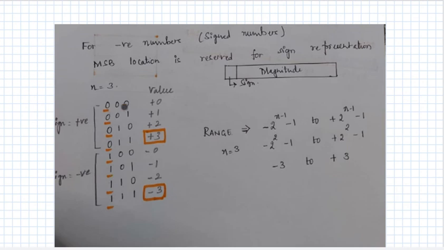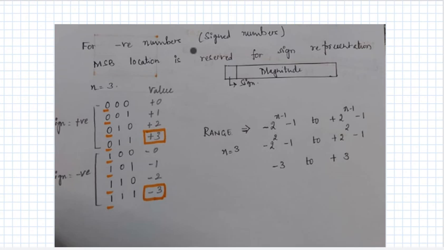So I have various combinations like 000, 001, 010, 011, 100, 101, 110 and 111. The corresponding values will be plus 0, 1, 2 and 3, and the corresponding negative values, since the sign bit is 1, will be minus 0, minus 1, minus 2 and minus 3. Such a representation is called sign magnitude representation.